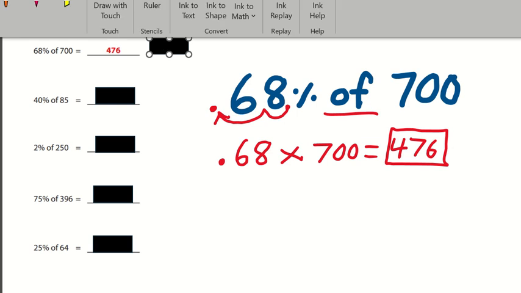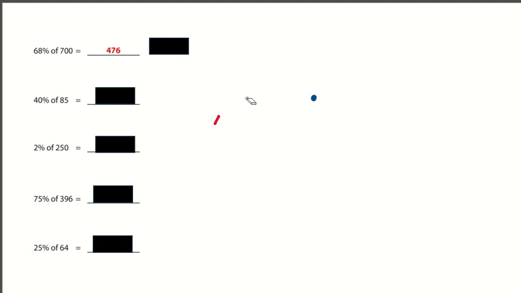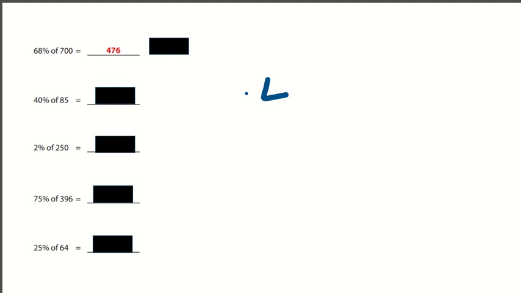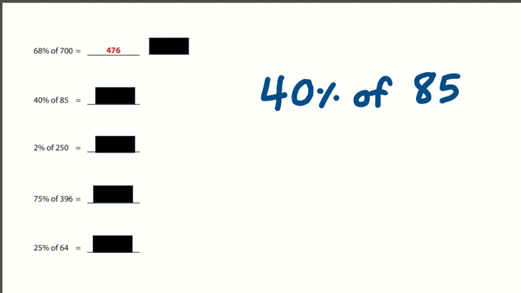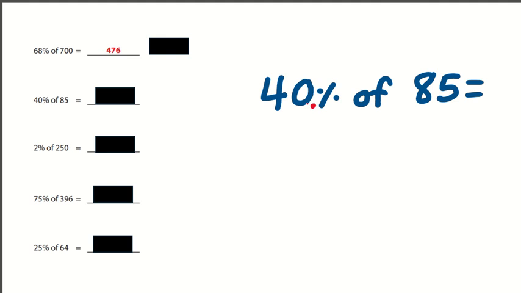Now, we're going to go ahead and do a few more example problems just to drive this point home. We're going to simply take the percent, convert it to a decimal by moving the decimal 2 places to the left, and then multiply. So we have 40% of 85. Now, I'm going to take this decimal and I'm going to move it once, twice to the left. And now the decimal equivalent of 40% is 40 hundredths. And we're going to multiply that by 85.